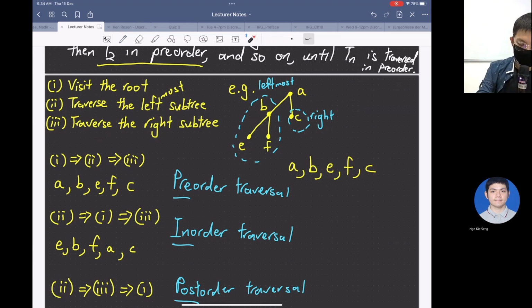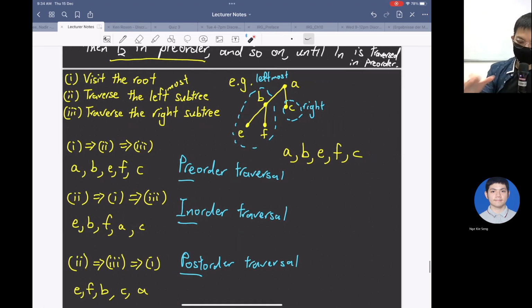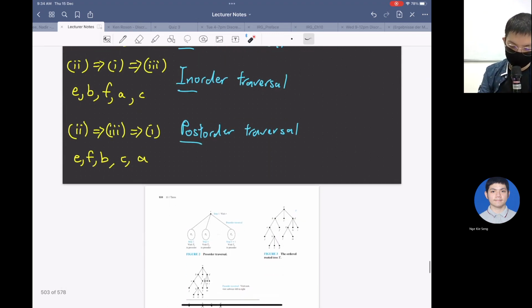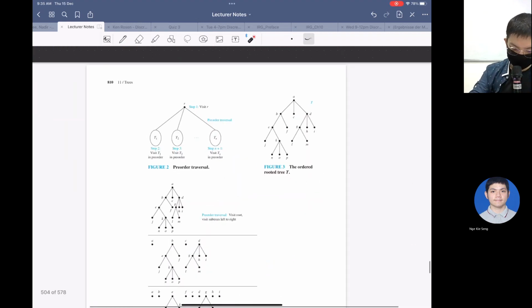So you can see why pre, why in, why post. This reflects when you visit the root. In pre-order you visit the root first. In in-order you visit the root in the middle step: 2, 1, 3. And in post-order you visit the root last. Okay, make sense? But this is just a summary of the definition. If you want to see a precise definition, you should go to the textbook, and I'll attach the definition in my lecture notes as well.